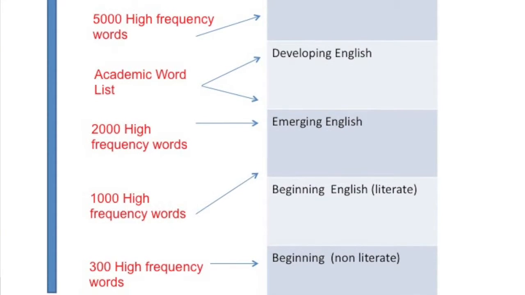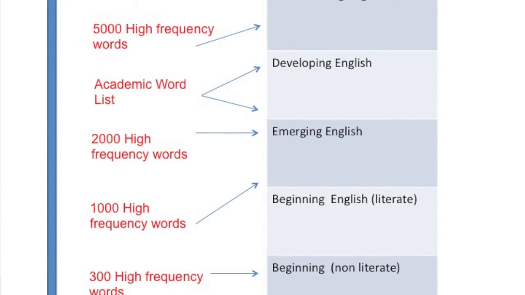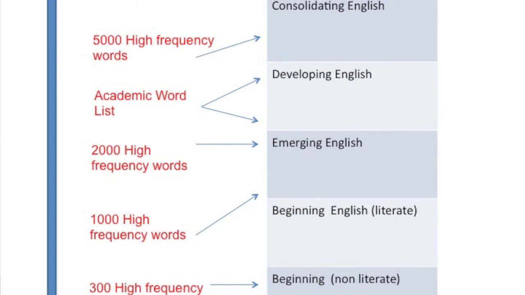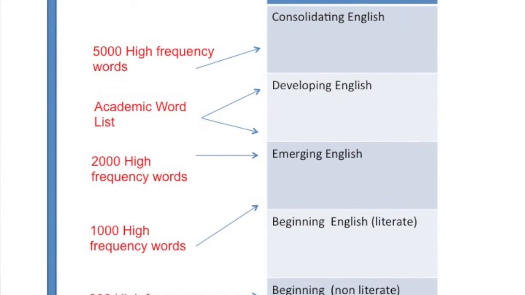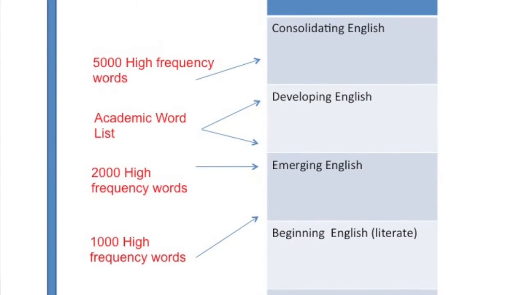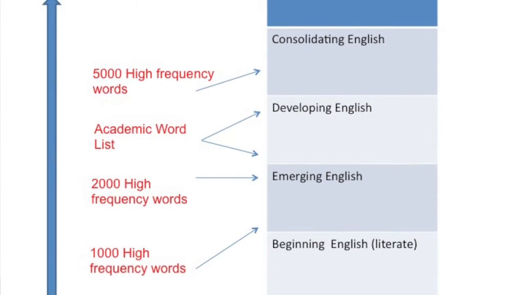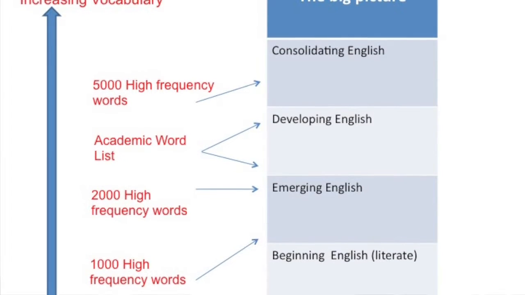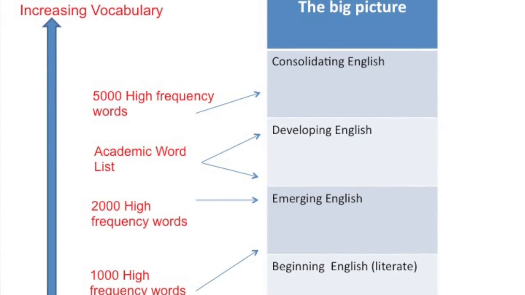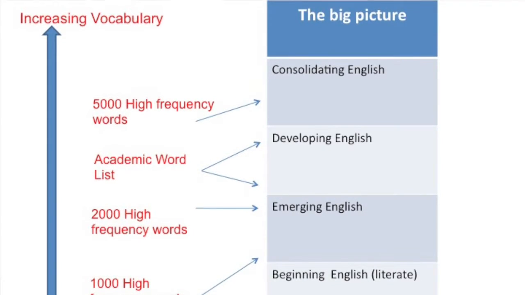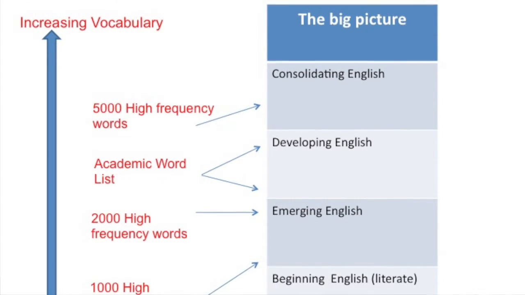However you articulate your fluency scale, maybe you should be thinking in terms of, at the beginner non-literate, going for the first 300 high frequency words, and then at the beginning English level, before they emerge from that, they are reasonably secure in the first 1,000, and then at the emerging into the developing phase, we look at the 2,000 high frequency words. We certainly need a commitment to introducing the academic word list, both in upper primary and in secondary, around the emerging developing phase and being absolutely explicit about these things.